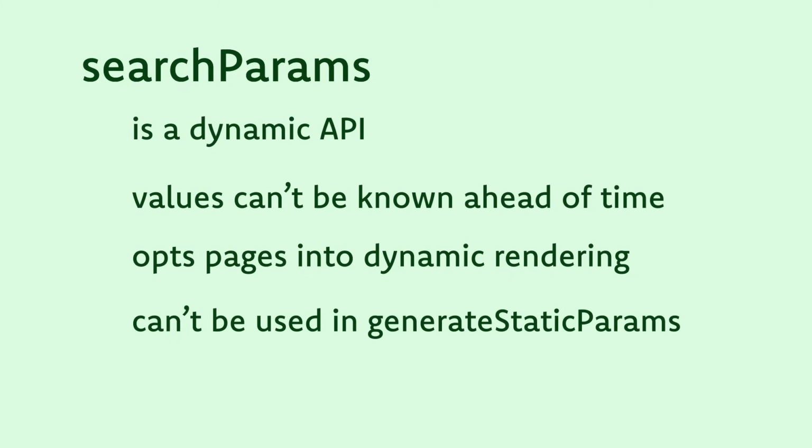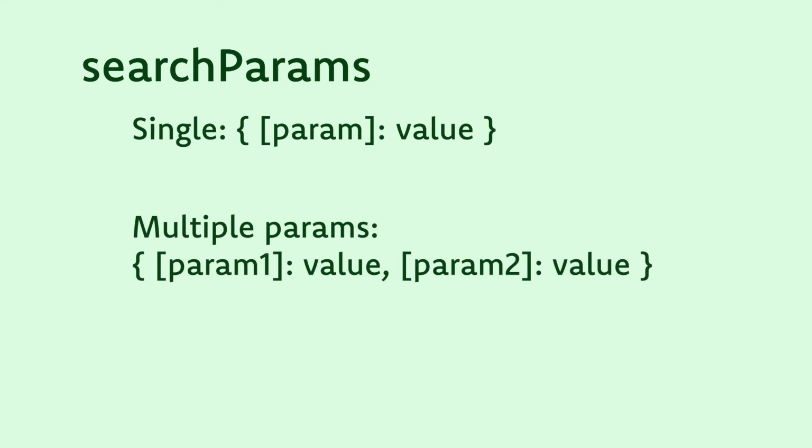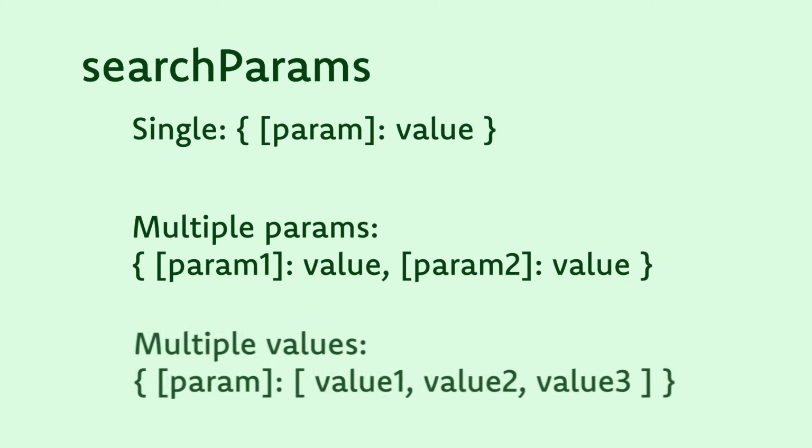Search params are defined in the URL bar by including a question mark and then a set of key value pairs separated by ampersands. If you only include one search param, you will receive an object with a single key value pair in return. If you include search params that each have different keys, you will receive a key value pair for each different key you include. If you have multiple values for any given key, an array of values will be provided for that key.